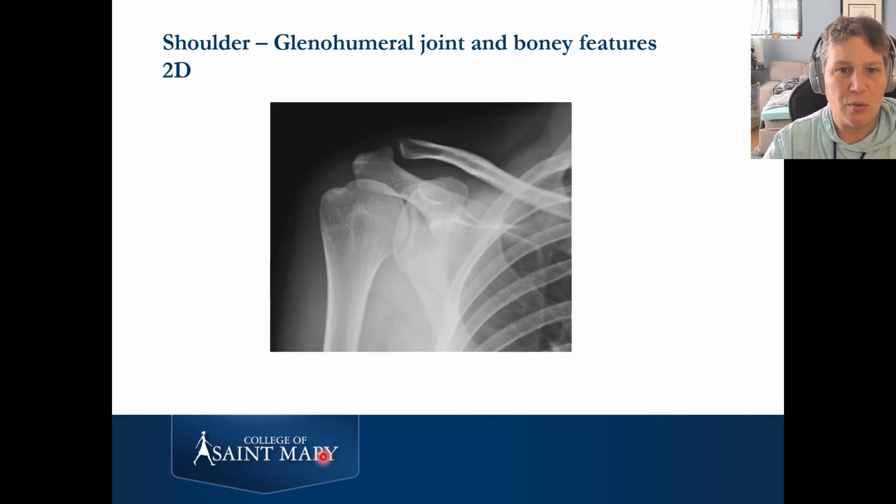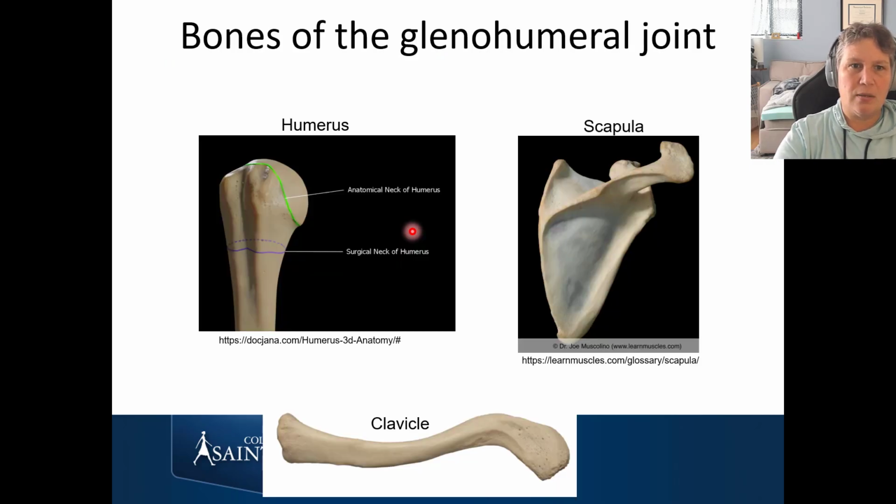All right, so when we're talking here about the bony features, okay, here's a radiograph, and just to kind of give you an idea, here's your humerus, here's the head, here's the lesser tubercle, greater tubercle, here's your clavicle, acromion, and over here is the glenoid. Okay. And here are some pictures, again, of the bones that make up the glenohumeral joint.